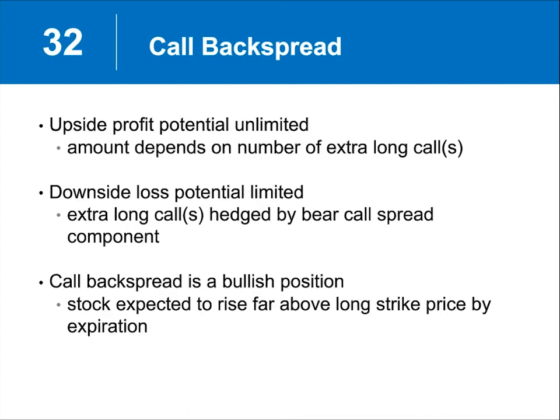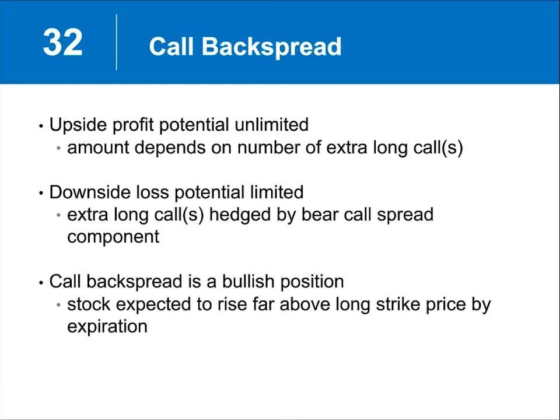So the upside profit potential is unlimited because of the extra long calls, and that's going to depend on the number of calls. So if you did a 3-to-1 where you bought 3 and sold 1, you have 2 calls on the upside that have unlimited potential. If you do a 3-to-2, you'll have 1 that has unlimited upside potential. So you have to look at your ratio when you do this on the backspread. What are you doing here? Make sure you do the math and figure out the risk and the reward, and look at how much money you can make if you're bullish and the stock goes up.